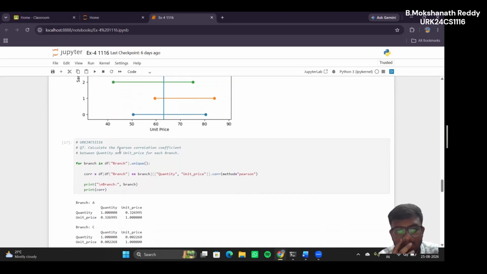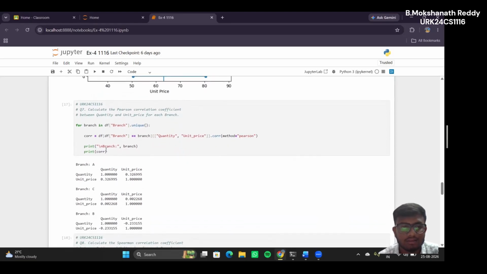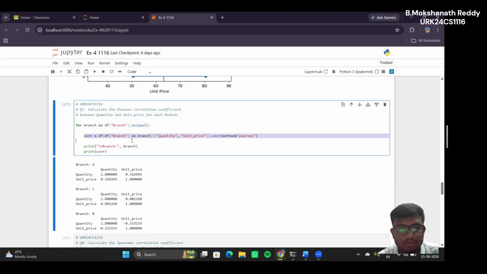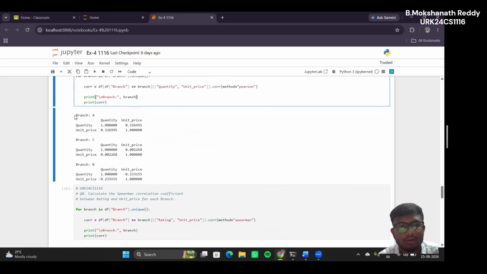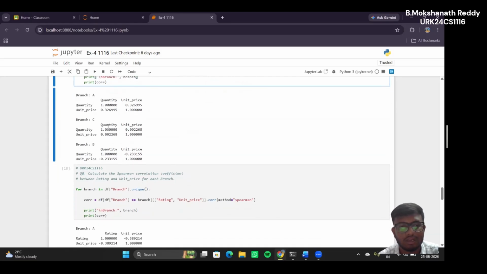Here we need to calculate the Pearson correlation coefficient between quantity and unit price for each branch. Here we select the quantity and unit price columns. The corr method is used to measure the linear relationship. Here we see branches A, B, and C. Next, we'll go to the eighth question.